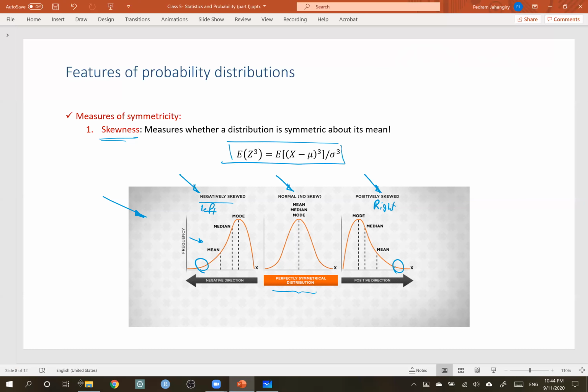We can calculate the skewness using this formula, but again, we barely care what that formula is, because we just look at a number, whether it is zero, positive, negative, and so on. All right. Next slide.